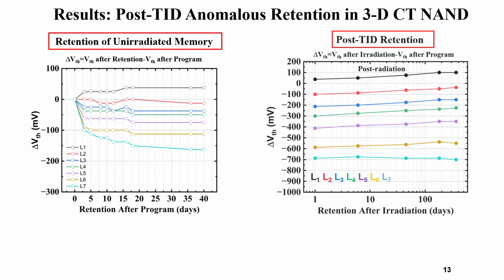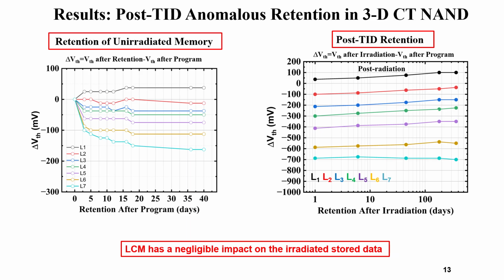But surprisingly, after irradiation, in the irradiated array, lateral charge migration becomes negligible because the VT levels are surprisingly stable over 3 months of room temperature retention. In other words, the usual short-term LCM-driven retention loss is suppressed. This leads to what we call anomalous post-TID retention behavior, where LCM has a negligible impact on the irradiated stored data. To understand why this happens, we investigated the role of oxide trapped holes again.